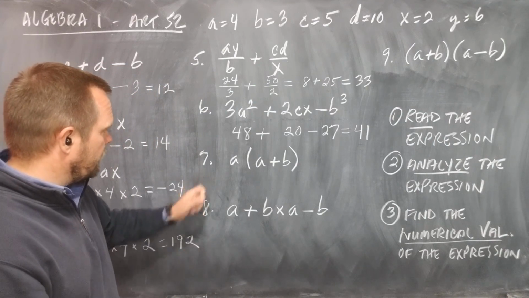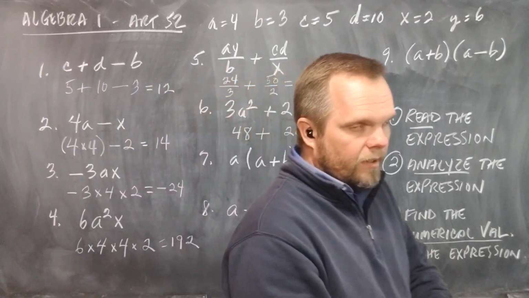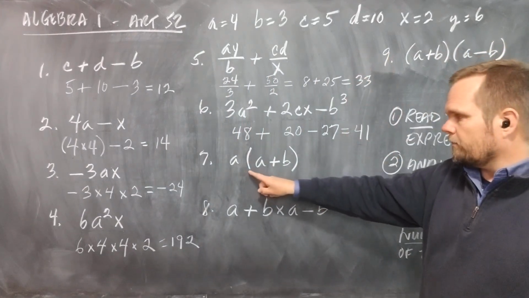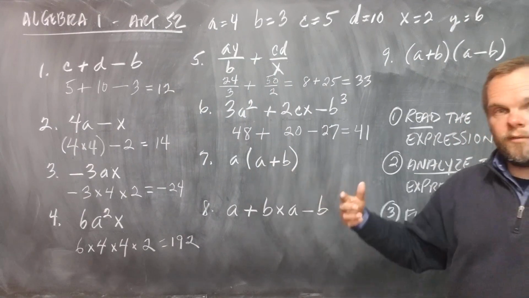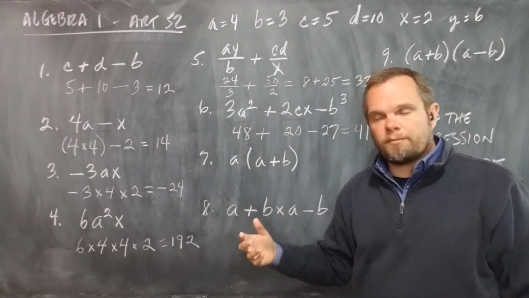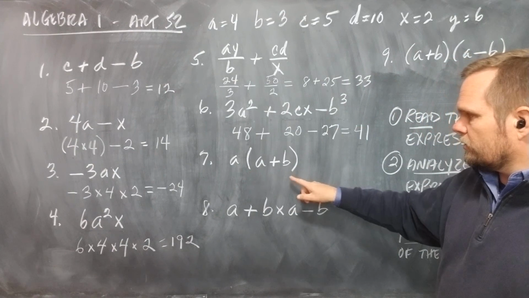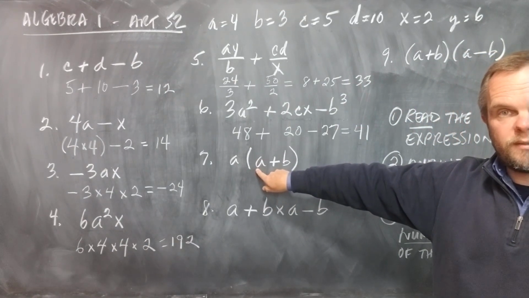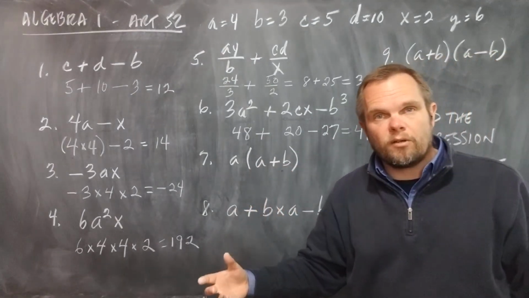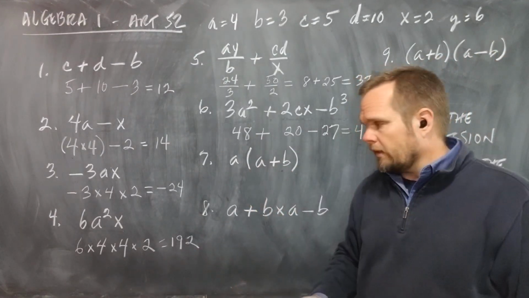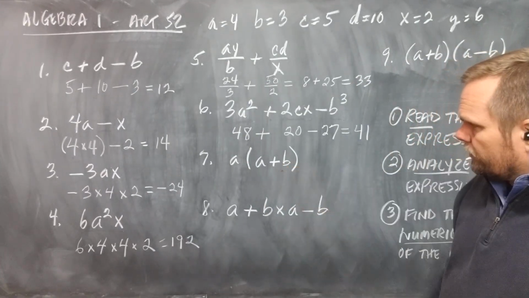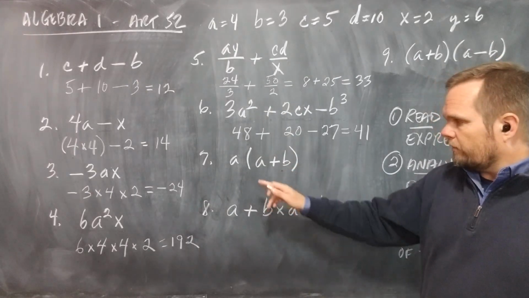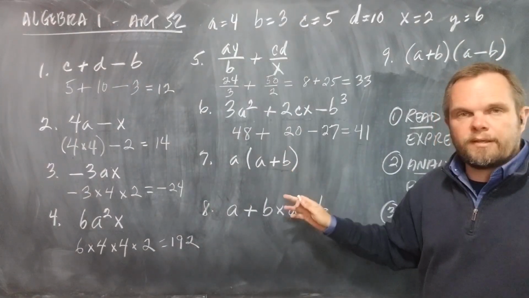All right, on to number 7. In number 7, for the first time in an exercise, we're given parentheses. And if you remember in our definitions, we learned that parentheses are used to show that the quantities contained within the parentheses are to be treated as a single term. All right? So we'll find the numerical value of this expression inside the parentheses first.